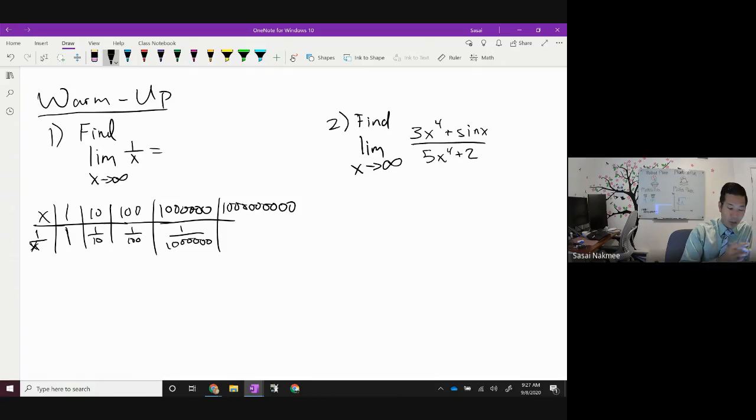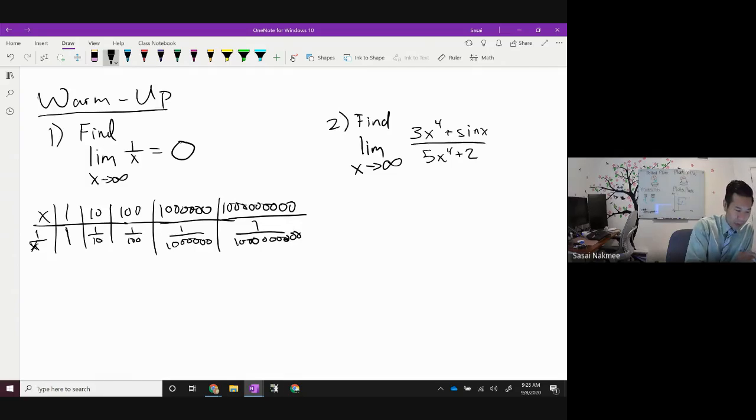I'm hoping you can see what it's trending towards. It's trending towards 1 over a very large number. What is that approaching as you make that denominator larger and larger and the numerator stays a 1? You'll see that it's approaching 1 over infinity, or in other words, it's approaching 0. It's getting closer and closer to 0, but it never quite touches 0.